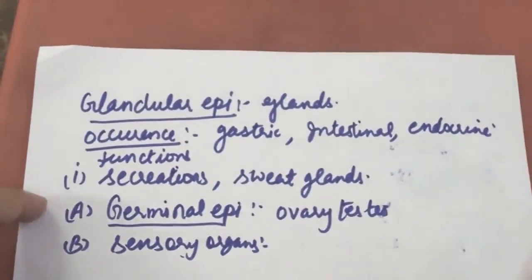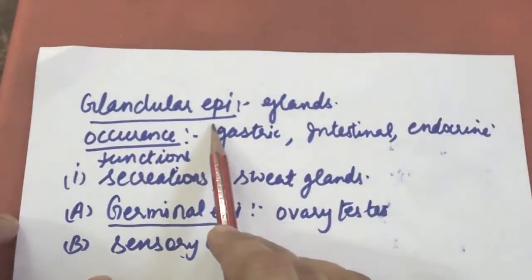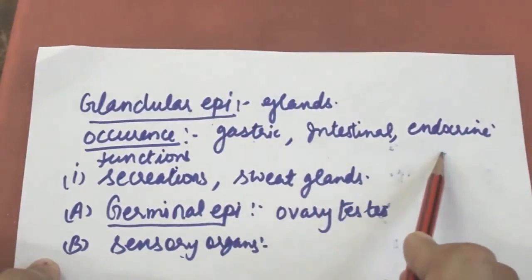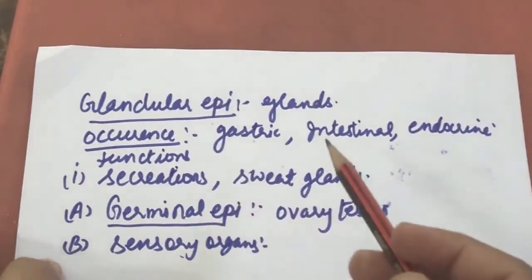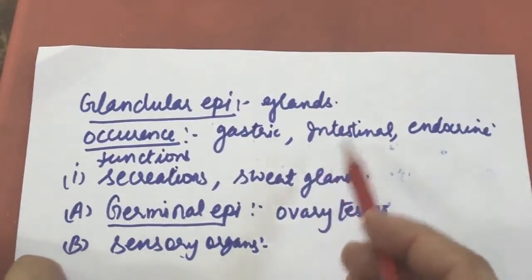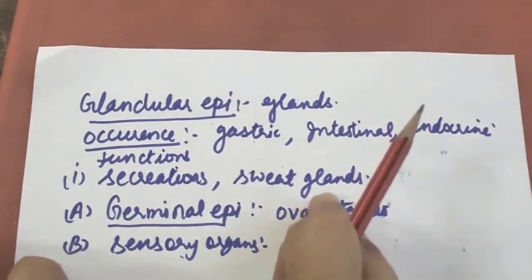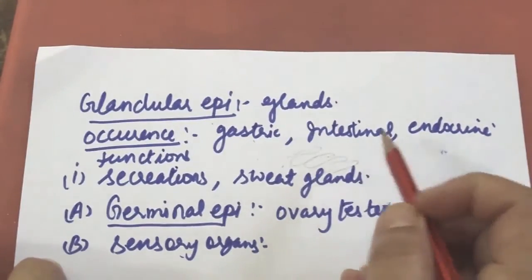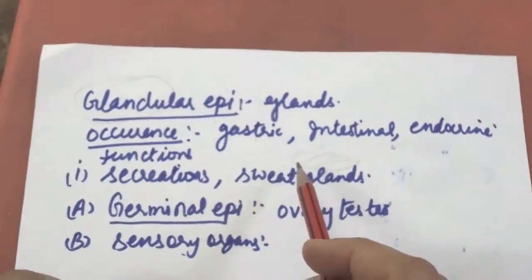Glandular epithelium. These tissues are specialized to form glands and are found in the linings of the glands, like gastric gland, intestinal gland, endocrine gland, pancreatic gland, etc. It consists of cells which modify themselves to secrete some secretions, some chemicals. Sometimes epithelium undergoes inward foldings to form multicellular glands, that is called glandular epithelium. The gland itself tells us that these are glands and secreting cells. So what are their functions?